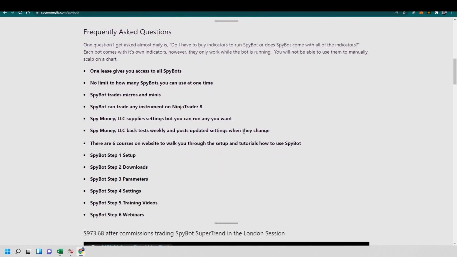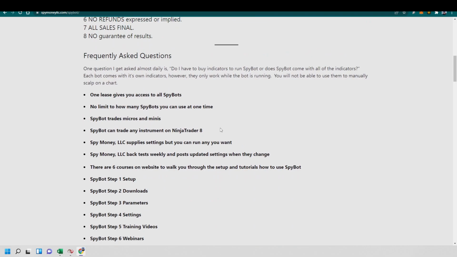How many bots do we have? A bunch of them, over a dozen. We use about 4 of them right now, and I have another one coming out this week, so probably 5 that we'll be using. And you can trade micros and minis, and it'll work on any instrument in NinjaTrader. What else we got on here? There's all kinds of information.